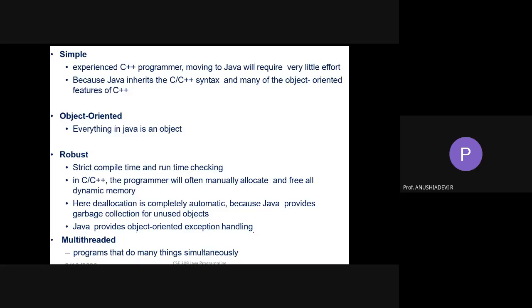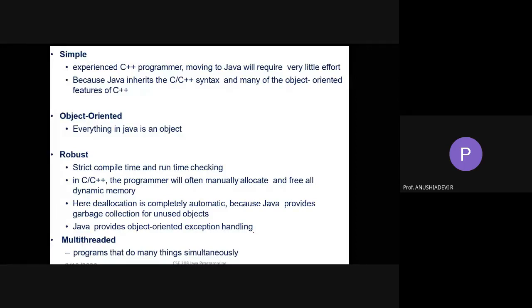In C++ we also have an exception handling mechanism, but it is not object-oriented. Java is fully object-oriented programming. Don't worry, we will see exception handling later, but here the exception handling mechanism is also object-oriented.